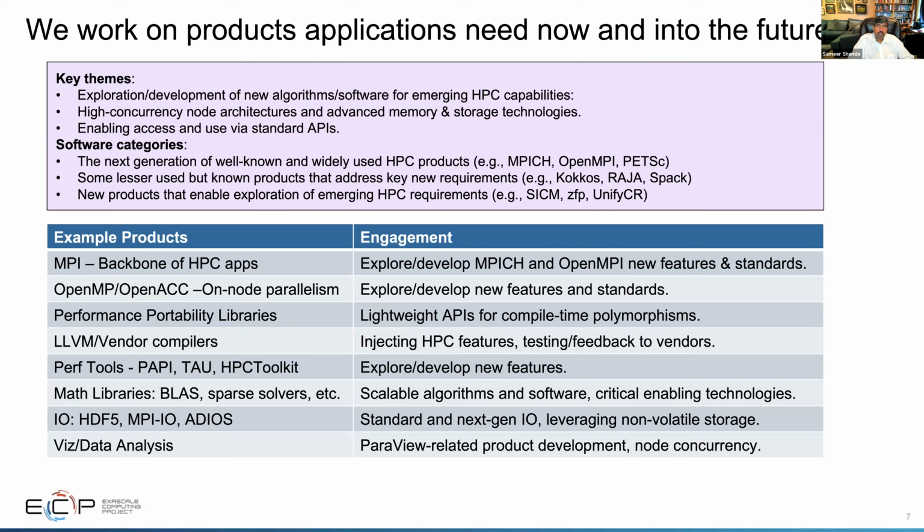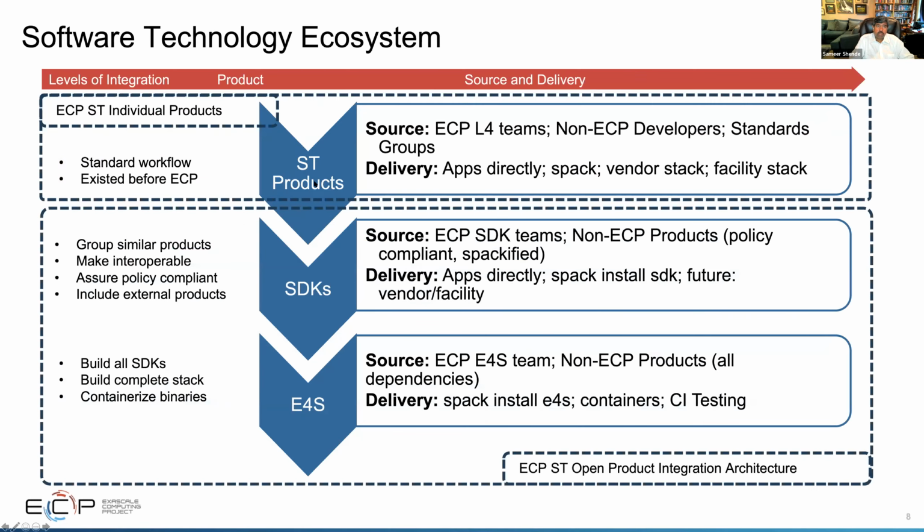We have performance evaluation tools such as PAPI, TAU, HPCToolkit, math libraries, which includes BLAS, OpenBLAS, and other libraries which include Trilinos and PETSc, and SuperLU and SUNDIALS. And we have IO libraries including HDF5, MPI-IO, ADIOS, ADIOS2, data and visualization products such as ParaView. And many of these ST products are then integrated into E4S through the software development kits or SDKs.